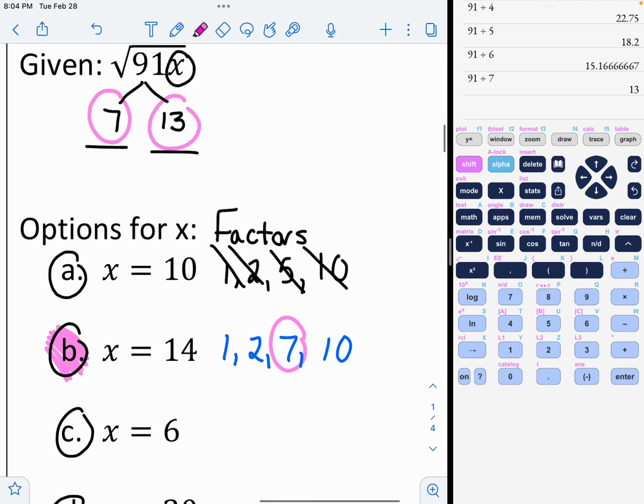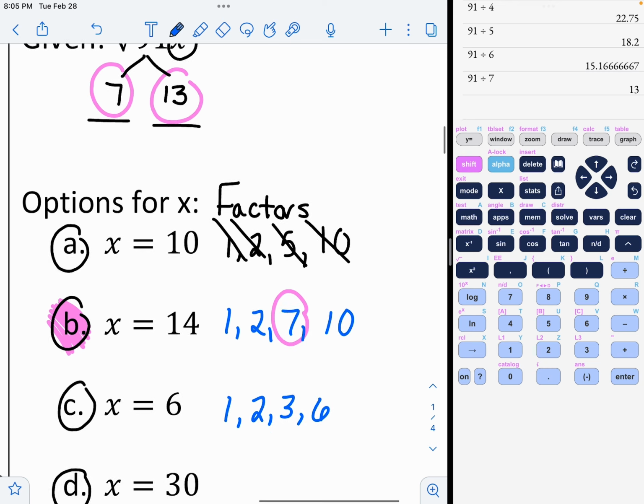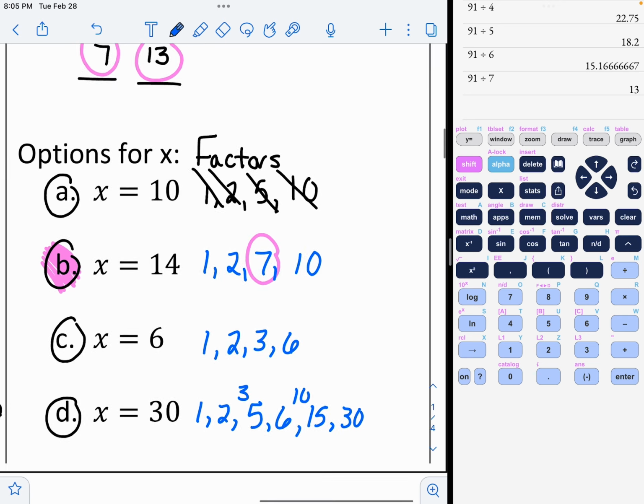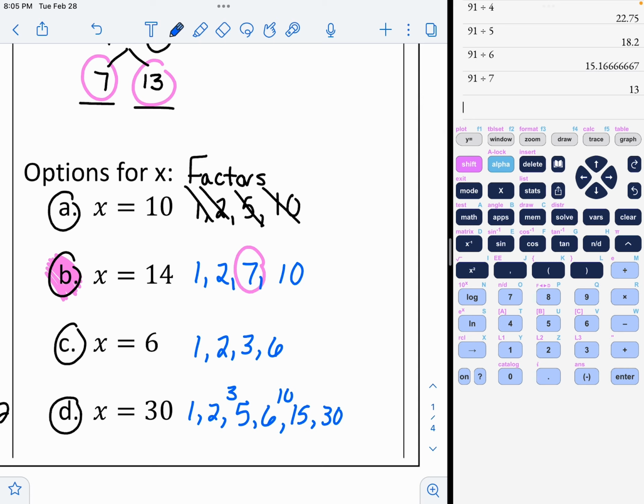So you break them down into their factors and you find a factor that matches. Now, just for emphasis sake, 6 breaks down to 1, 2, 3, and 6. None of those match. And 30 breaks down to 1, 2, 3, 5, 6, 10, 15, and 30. Sorry, I missed 3 and 10. But the important thing is that the only option is option B, because only option B shares a common factor of 7. So 7 would be what we use.